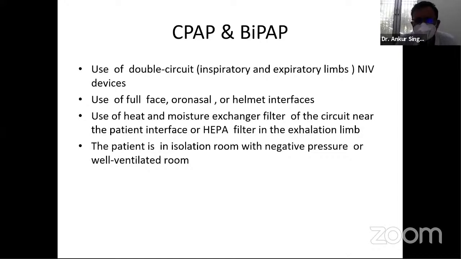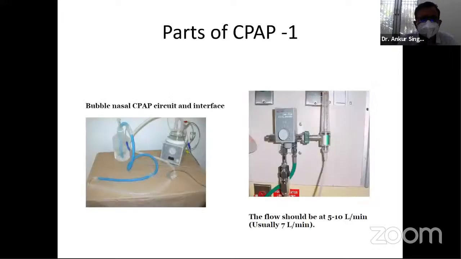We will see how the interfaces look. And a heat and moisture exchanger filter we can use. The patient should be in an isolation room with negative pressure and a well ventilated room. So these are the parts of the CPAP.